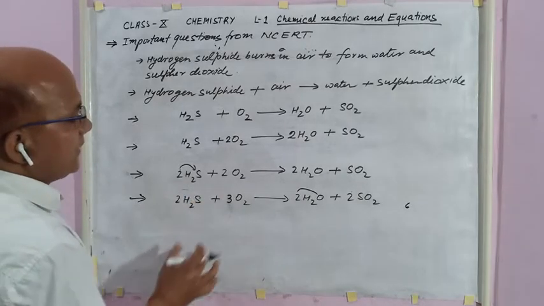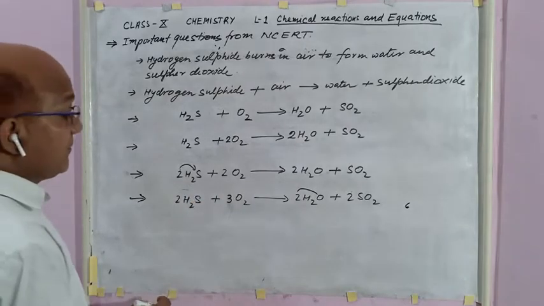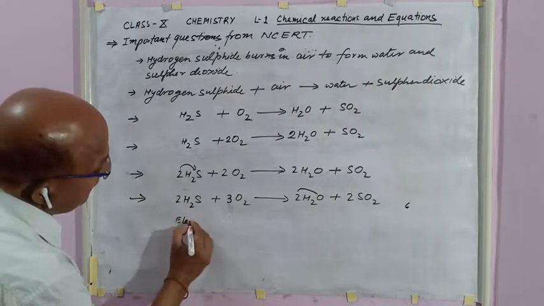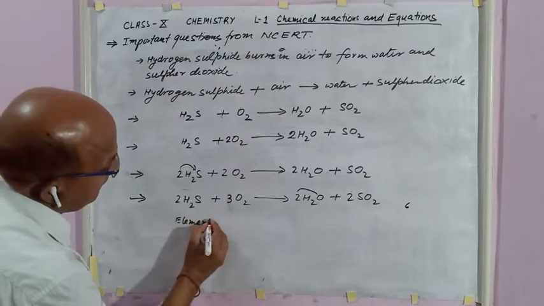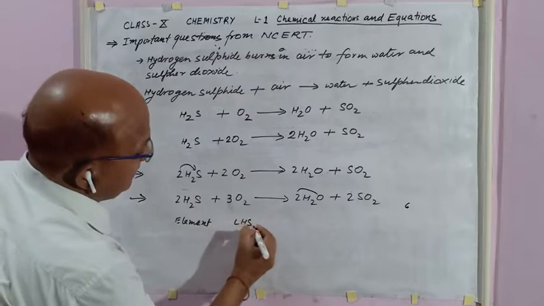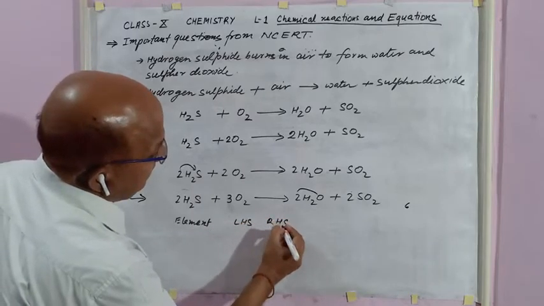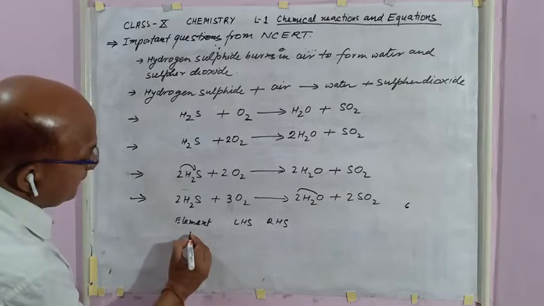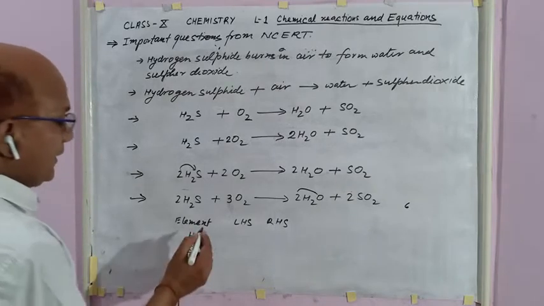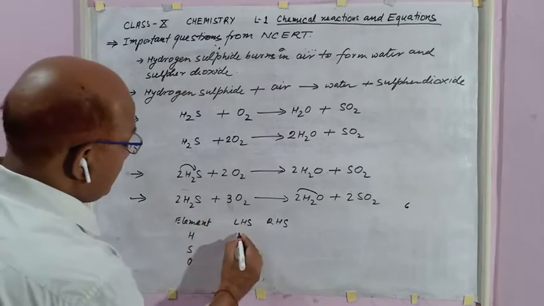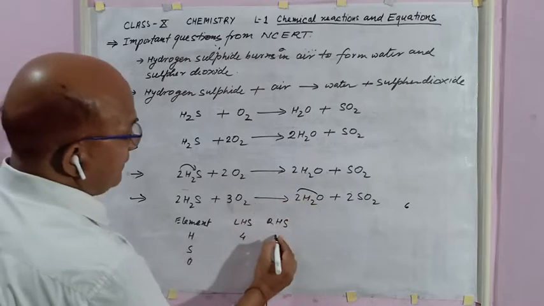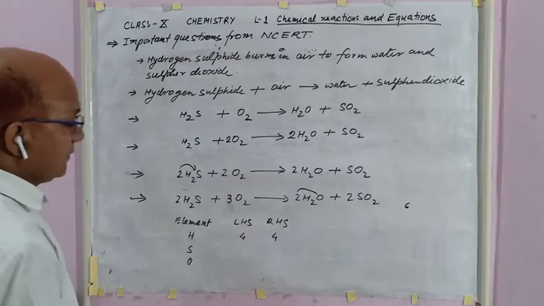We will see how to check whether the chemical equation is balanced or not. So, element name, left hand side and right hand side. Elements are hydrogen, sulfur, oxygen. Hydrogen on the left side, you can see there are 4 hydrogen atoms. On the right side, 4 hydrogen atoms.